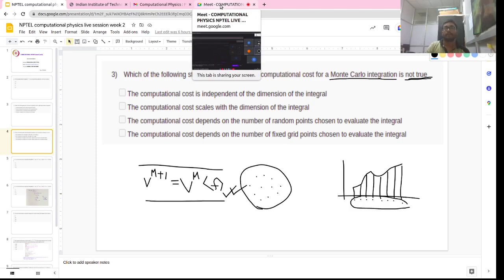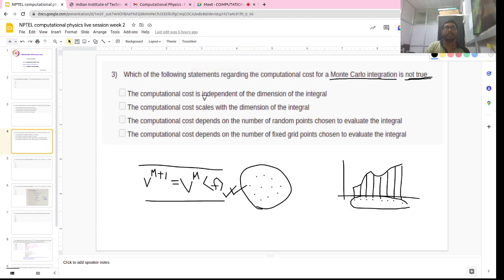Sir, it's dependent, right? No, for Monte Carlo integration, it will not depend on the dimension of the integral. It is independent. So this is a correct statement. Let's say we can write how the computation cost is varying as, let's say, order of n to the power minus half kind of a thing. Sorry, it's not minus half. So this is the way the error can go, not the computational cost, but also the computational cost will not depend upon the dimension of the integral. It will just depend upon the total number of grid points. Okay, so this is independent.